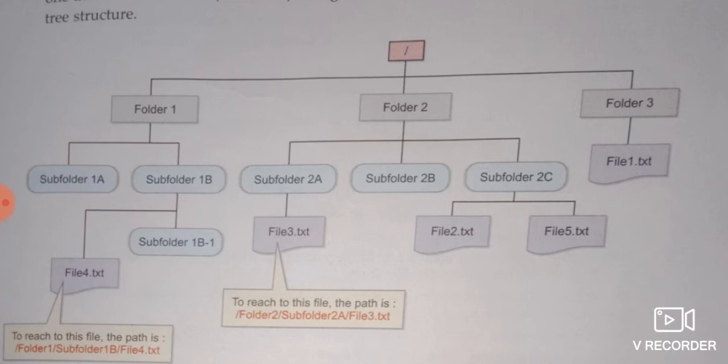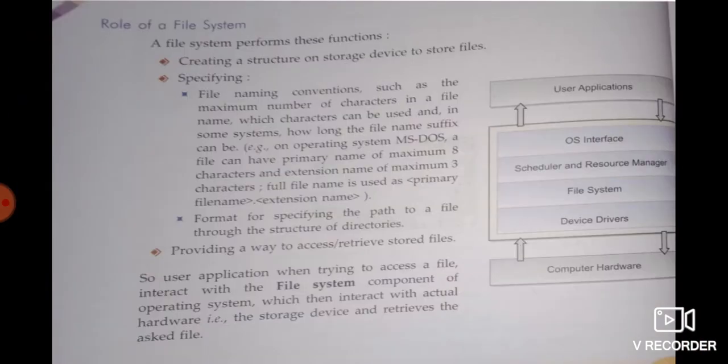Okay, next we have the role of a file system. Although it's clear what role a file system plays, still we can read out these points about the file system. First point, creating a structure on a storage device to store files. So this is the main task of the file system, to create a structure in which the files will be stored inside the memory. And it will prevent the waste of memory.